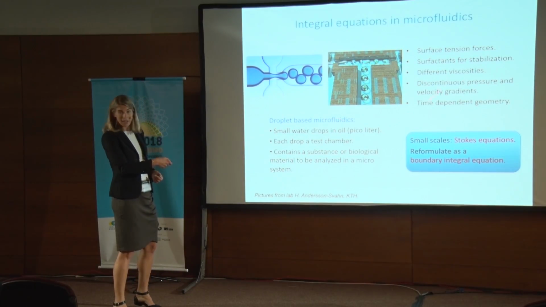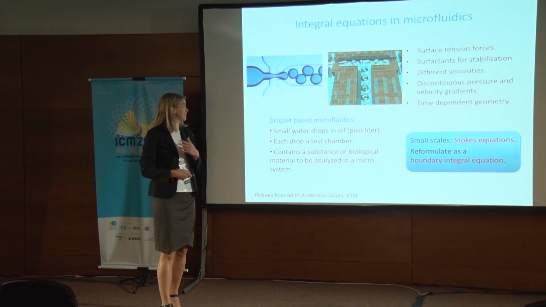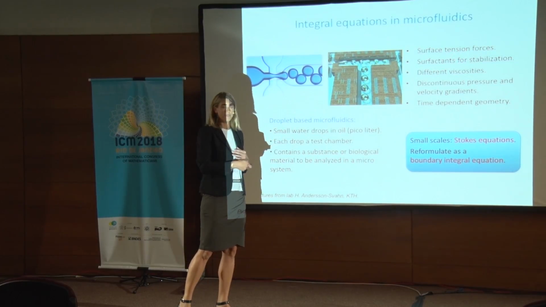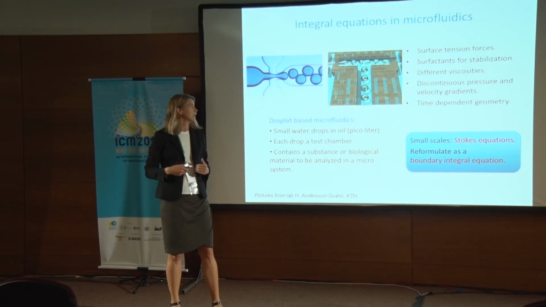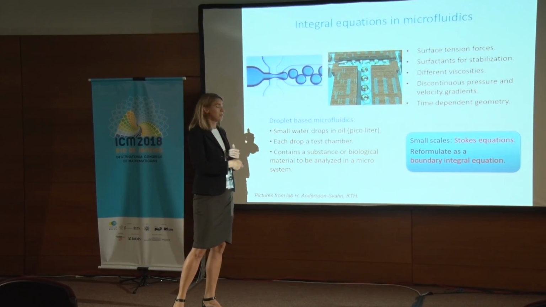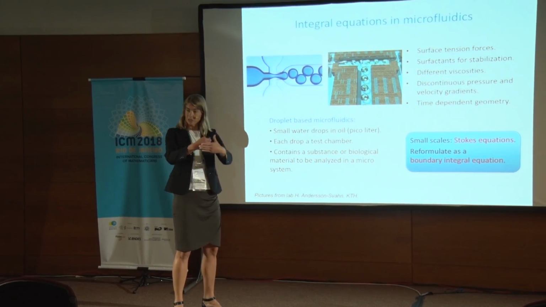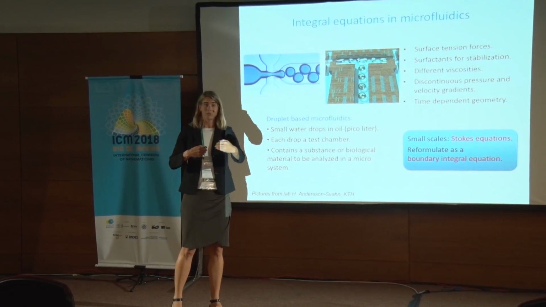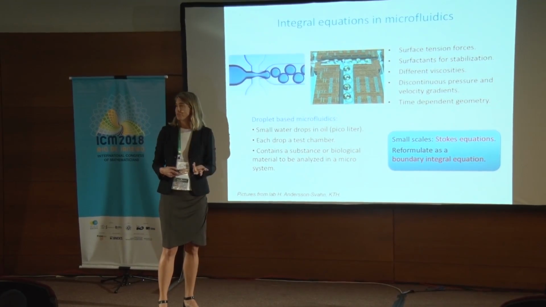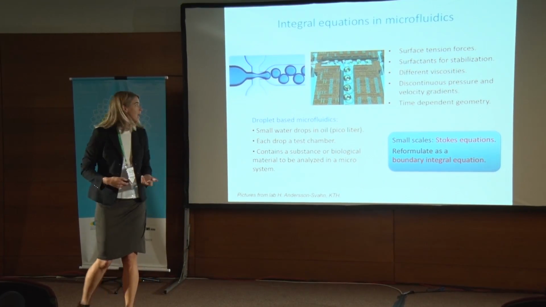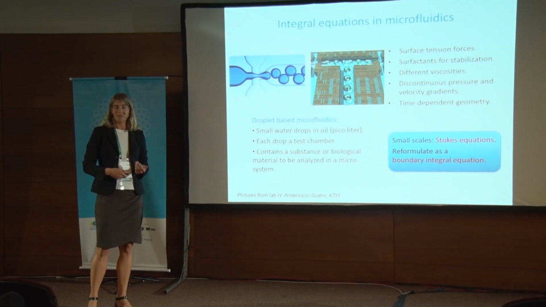And from a fluid dynamics point of view, that means that you have surface tension forces acting on the interfaces. Often you add some surface active agents, surfactants, to stabilize the drops so they shouldn't coalesce. And of course, the oil and water have different viscosities. Because of this, you get not only discontinuous pressure across the interfaces, but also discontinuous velocity gradients. And with the moving and deforming drops, you have a time-dependent geometry. But these are very small scales, and because of that, the Stokes equations are applicable.